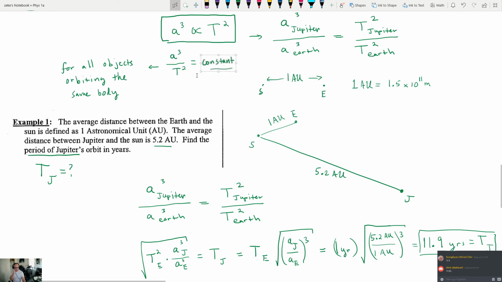So you can use the Earth as your measuring stick, basically. You can say, let's define a for the Earth to be 1 AU, and let's define the period for the Earth to be 1 year. In that case, what's the constant equal to? If we plug in a equal to 1 AU and the period equal to 1 year, we square this and cube this, and our constant is basically just equal to 1.